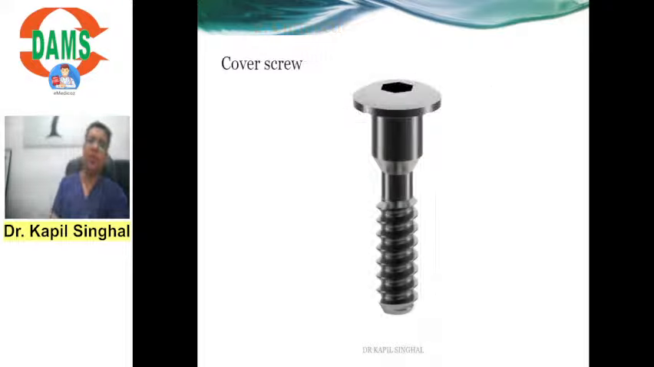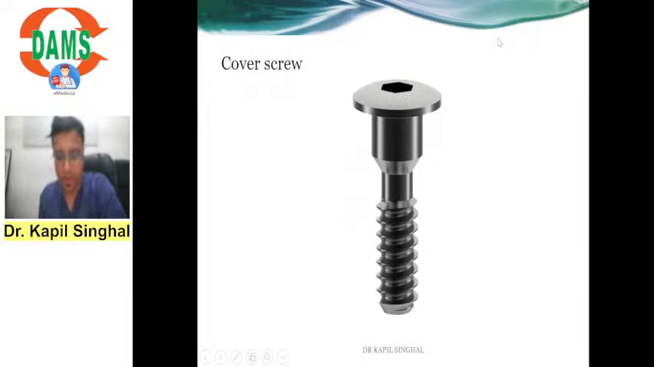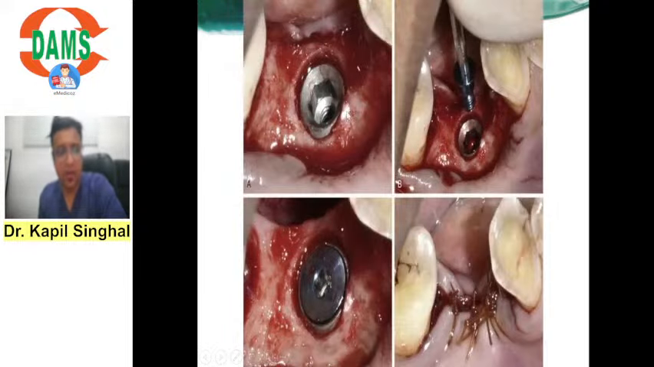So this was the cover screw that I was talking about. They will put this cover screw over the implant. Just to give you an idea, this is the implant that is placed. Now over the implant, this cover screw is tightened.